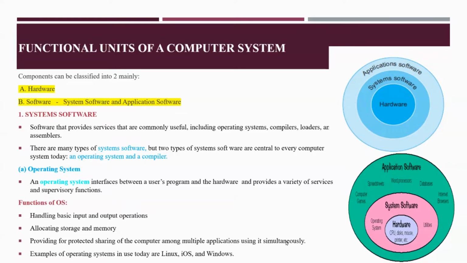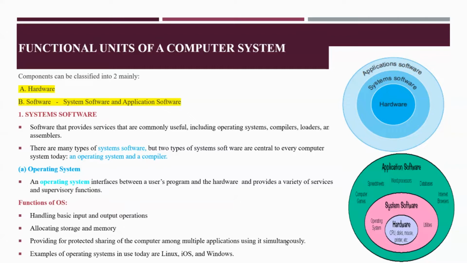Basically, the software can be classified into two different types, that is system software and application software. A very simple example of system software is the operating system, and a very simple example of application software is Microsoft Word or Microsoft Excel or VLC player, or any application that you run on your computer. So at first we will see what system software is.